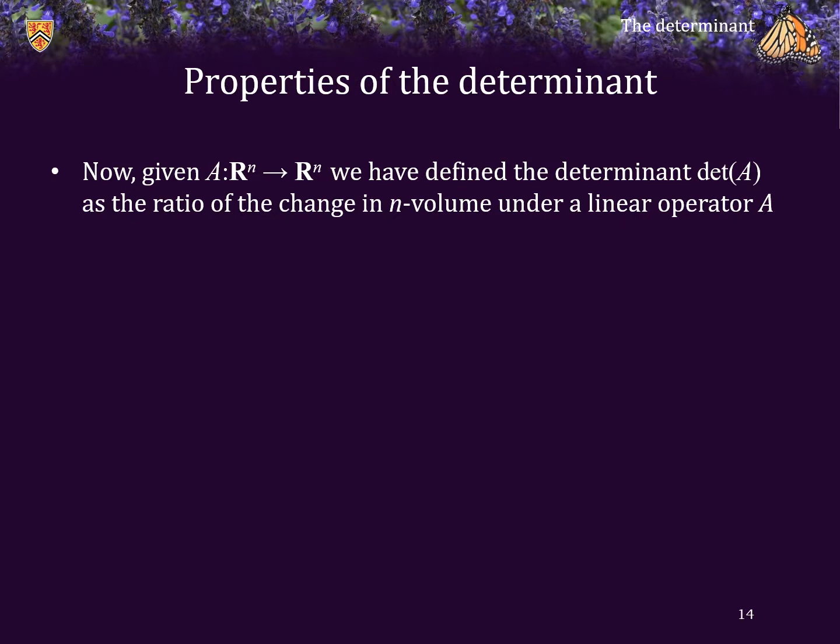Now, given a single linear operator on R^n, we have defined the determinant of that operator as the ratio of the change in n volume under that linear operator. So consequently, we may ask, suppose we have two linear operators, A and B, and we have a region, and we first map every point in that region under the mapping A, and then on that image map every point under the linear operator B. In that case, what is the ratio of the original region to the final region?